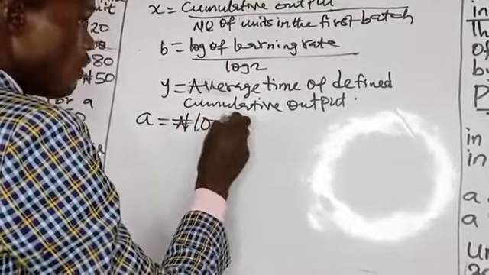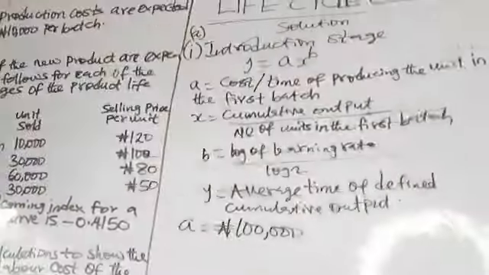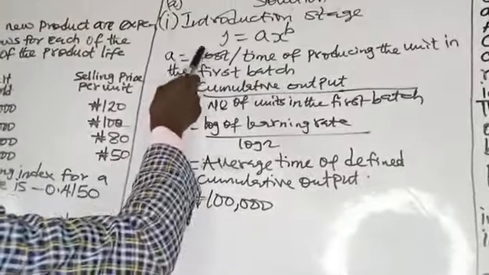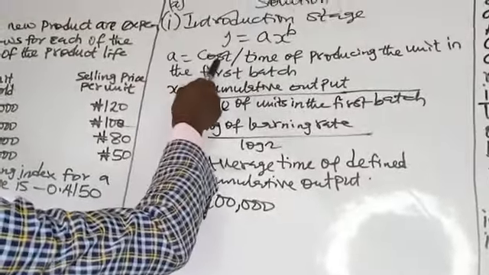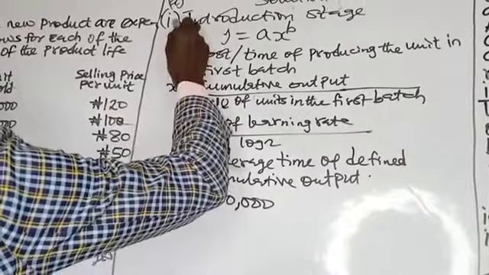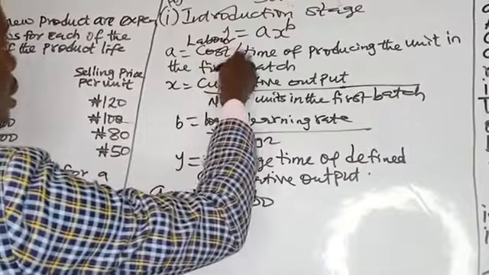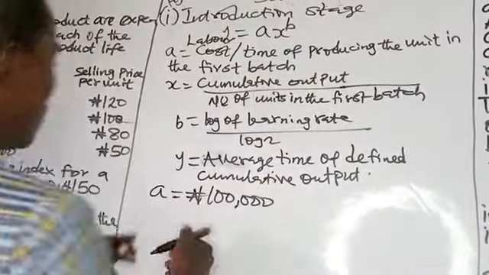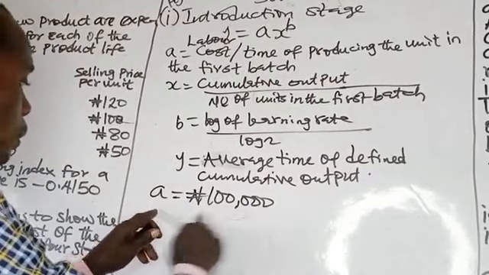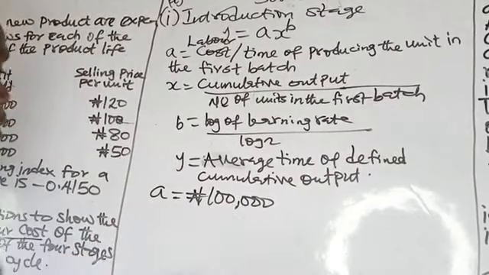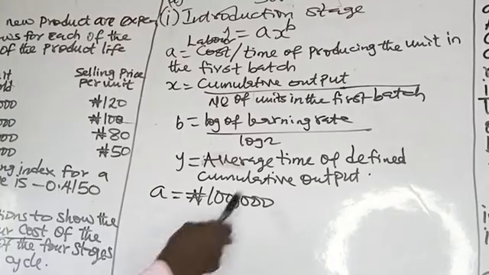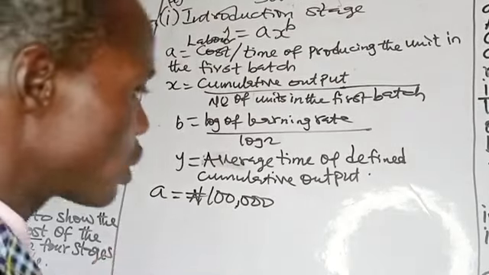You were told the first batch is expected to incur a direct labor cost of 100,000. I've told you that this A is the labor cost or time of producing the units in the first batch. So since the cost of producing the units in the first batch is 100,000, that means the value of A is 100,000. So back to the question.